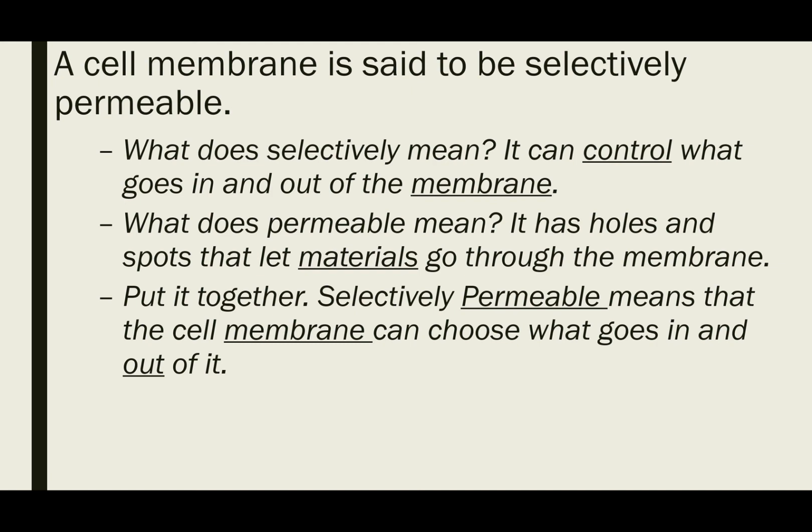So permeable, to permeate, means to let things sink in. We use the word permeable in our world most often when we're talking about water on dirt. The water permeates through the dirt, so it sinks into the dirt. So for permeable here, it means that the cell is going to have holes and spots that let material go through the membrane. It's going to permeate through the membrane. So when you put it together, selectively permeable just means that the cell membrane can choose what goes in and what goes out of it. So our cell membrane has that choice. It can choose what's going in and what's coming out.